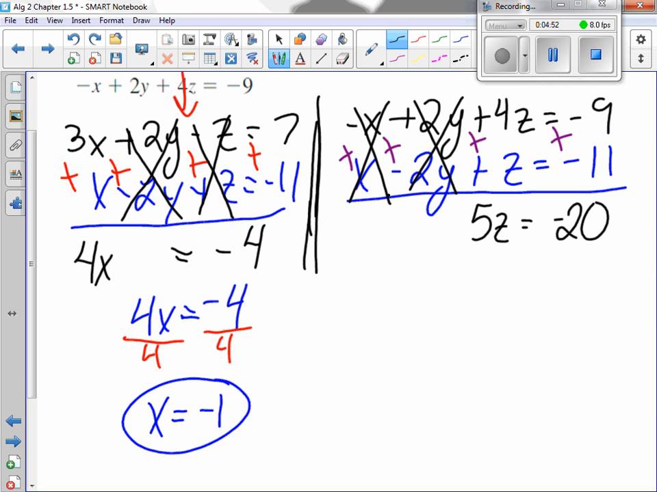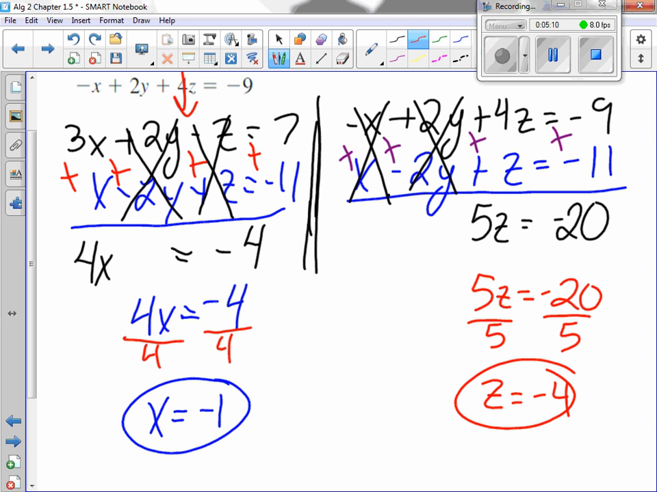Well, wait a minute. Now we have on the other side an equation with just what? z, yes? So to solve this for z, what are we going to do? We're going to divide both sides by 5. So z is equal to negative 4.